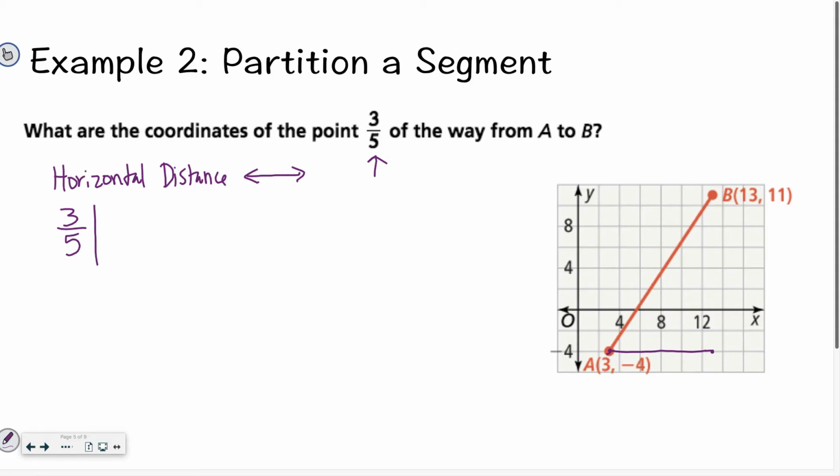And you're going to say 3/5 times. We're going to use absolute value because distance can never be negative. That way it doesn't matter which order you do. I'm going to say 13 minus 3. Okay, so if I do that, 3/5 times, and 13 minus 3 is 10. So 3/5 times the absolute value of 10, that equals 6. Now I need to do the vertical distance.